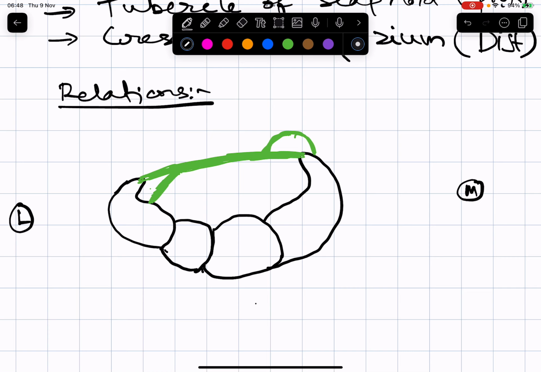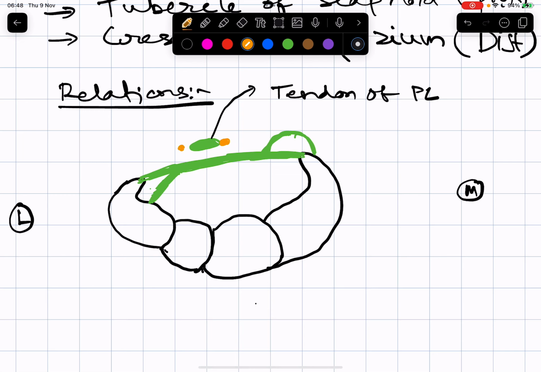So I want to begin with this structure here, that is the palmaris longus tendon. Okay, this is the tendon palmaris longus and it passes superficial to the flexor retinaculum. Alright, so this one here is the tendon of palmaris longus muscle. Now on either side of the tendon of palmaris longus we have two nerves here. So medially there is going to be the palmar cutaneous branch of the ulnar nerve, and laterally there is going to be the palmar cutaneous branch of the median nerve.